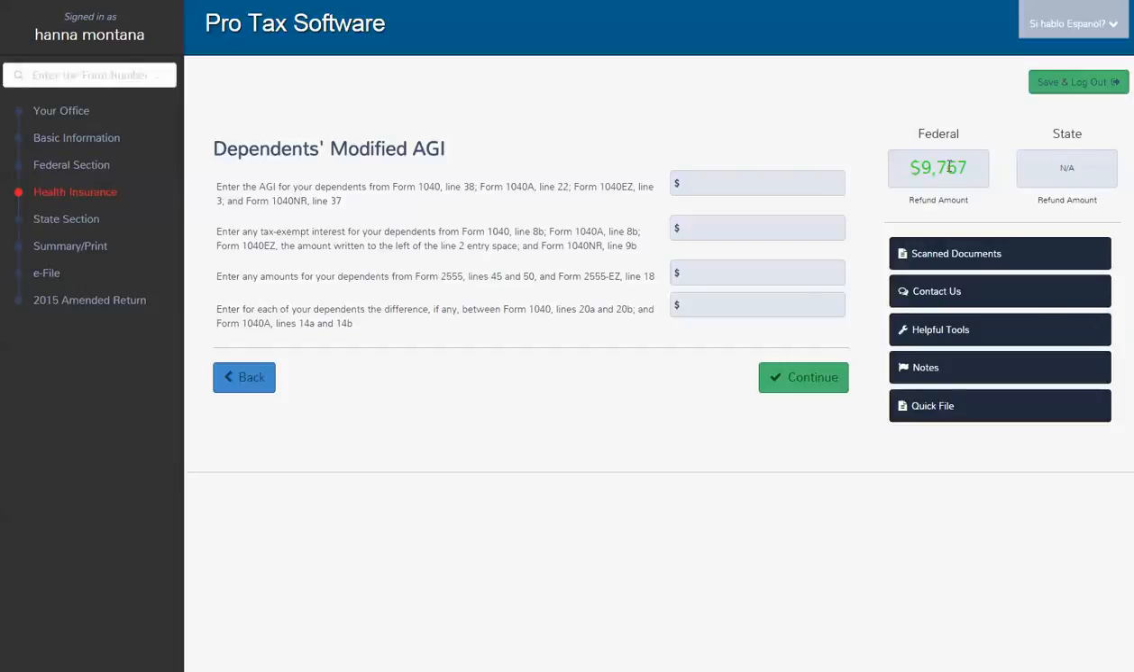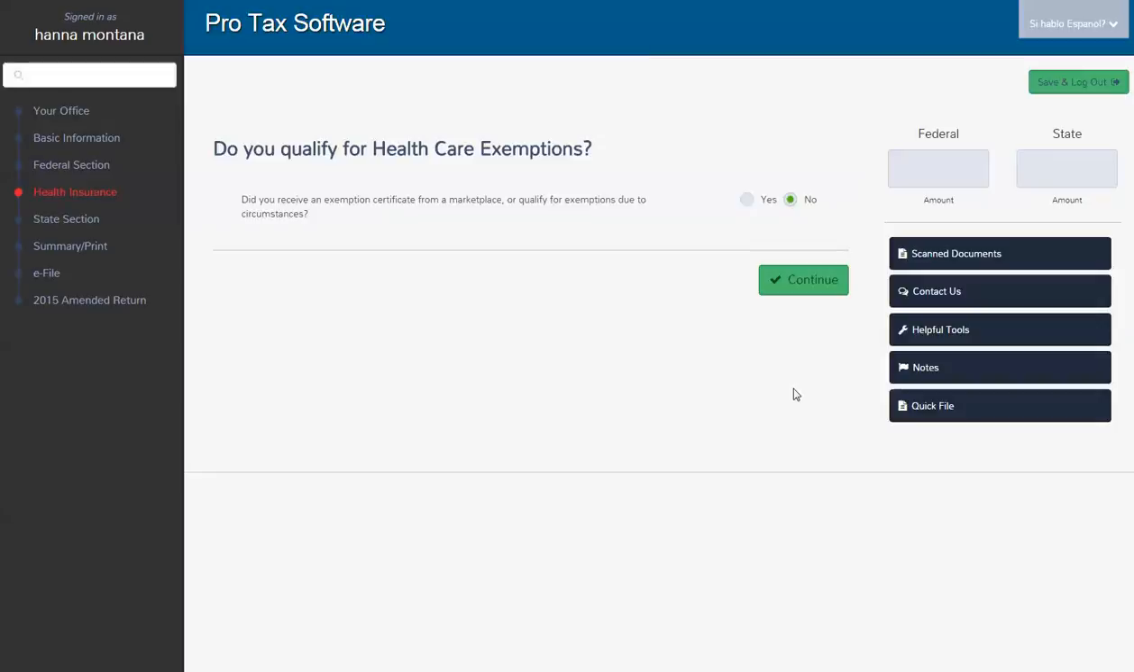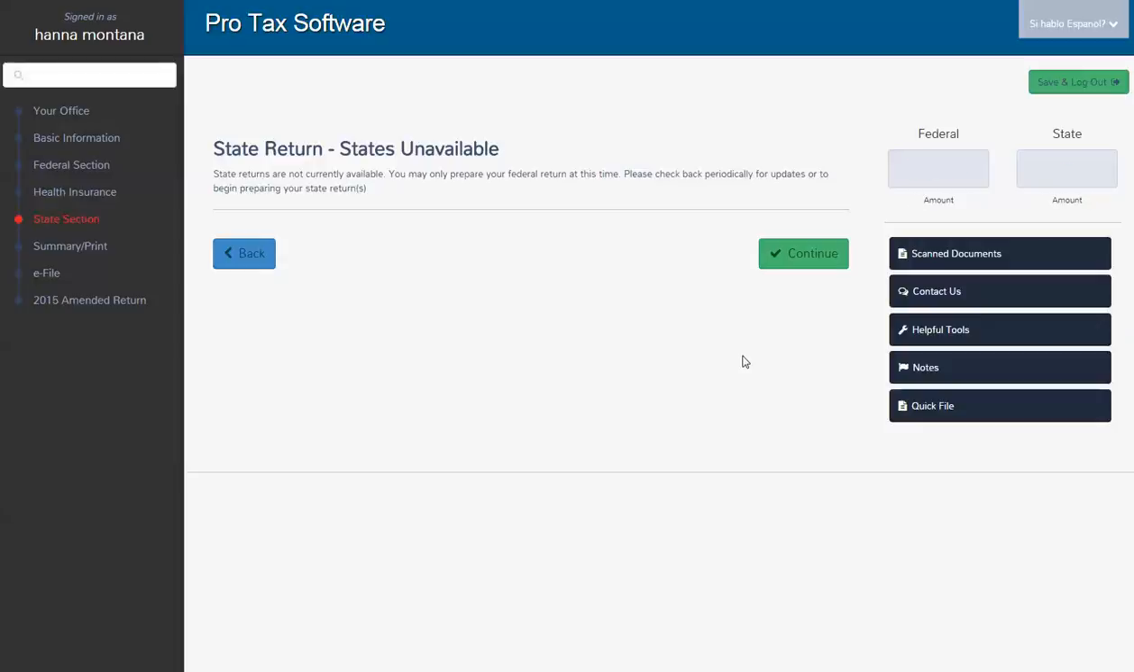It was 9,800 even. We lost a couple bucks. We were overpaid a little bit, as you would say. Did you receive an exemption certificate? Nope. We click continue and congratulations. We completed our healthcare component of the tax return. Now you can get on to entering in the rest of their forms.